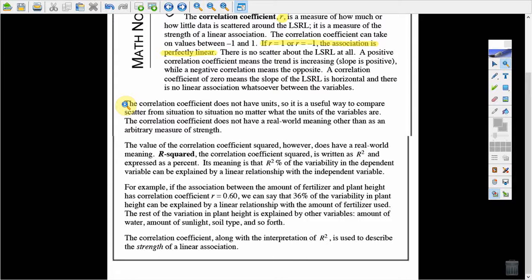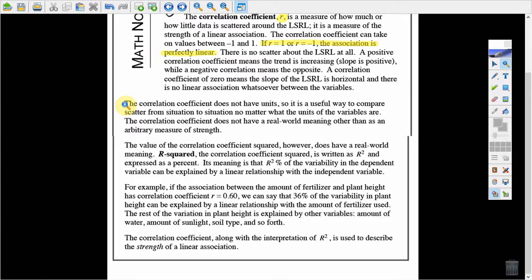The correlation coefficient does not have any units, so it is a useful way to compare scatter from situation to situation, no matter what the units of the variable are. So you can use this for any graph, and if you have a 0.4 on one graph, it's going to be equivalent to 0.4 on another graph. You get a sense of how good the correlation is between those.